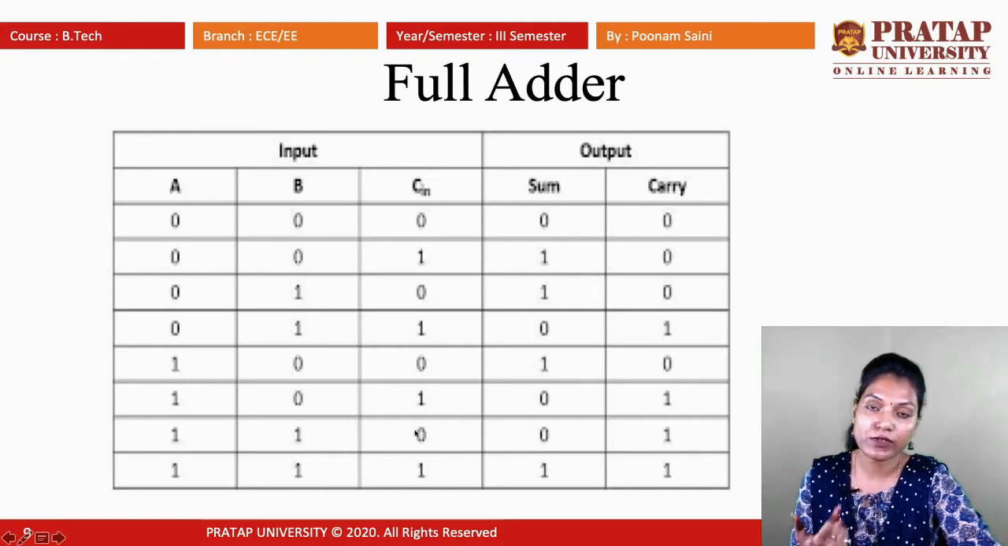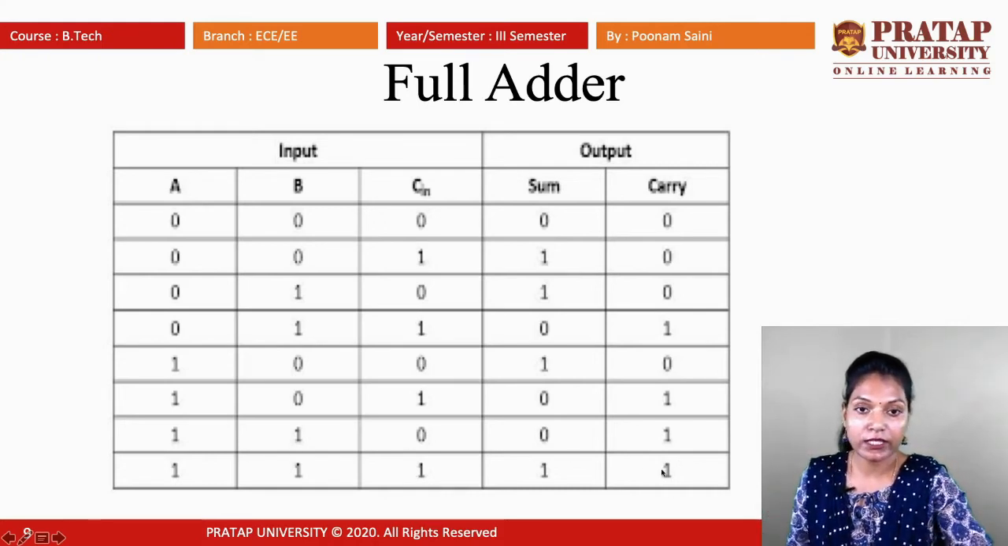Then 0 plus 0 will become 0, but the previous carry is 1, so the carry will be 1. Similarly 1 plus 1 will become 0 but the carry will be 1. Then 0 plus 1 will become 1 but there is already 1 carry, so 1 is the carry. Now in this sum, these 4 positions would be high. So in this, A bar B bar C, plus A bar B C bar, and this A B bar C bar, and then A B C.